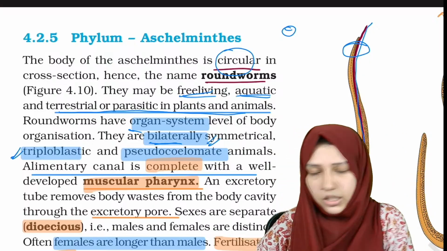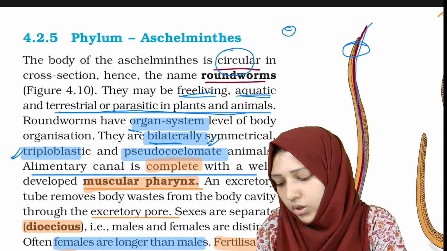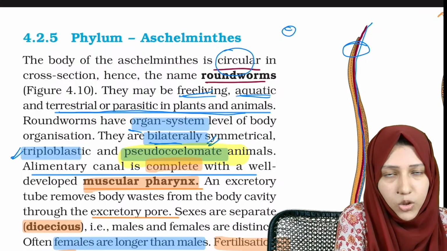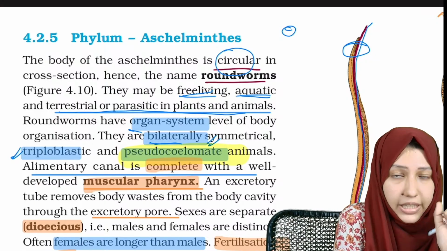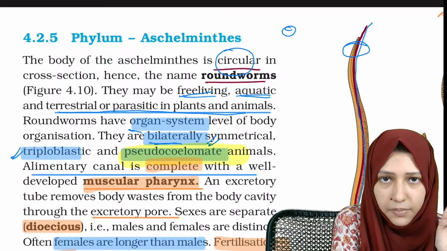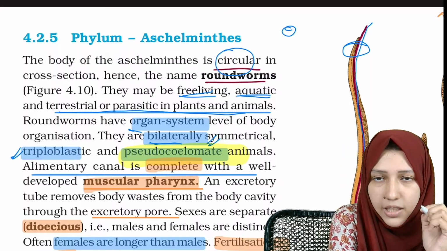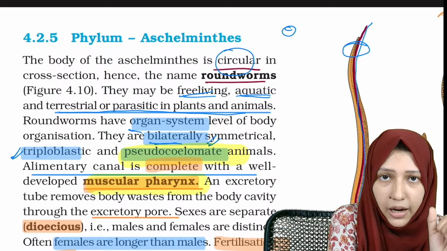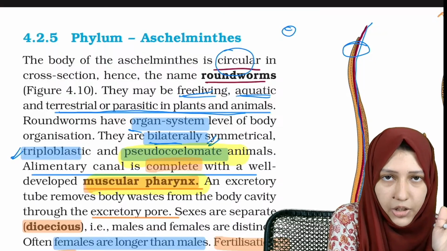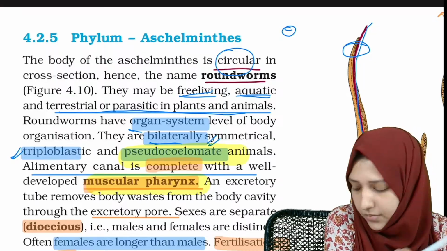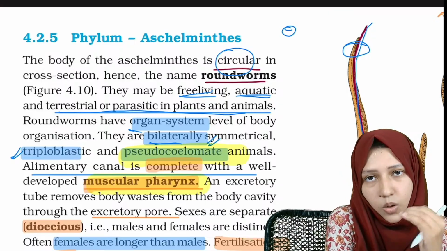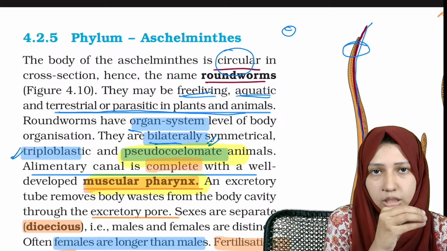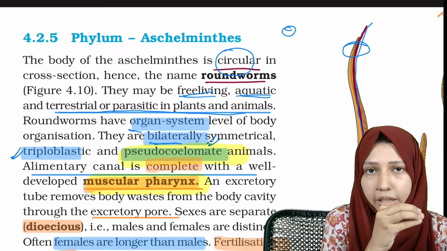Okay, triploblastic as we studied, and the most important thing is that it is pseudocoelomate. Pseudocoelomate means which does not have a true coelom. Clear? Okay, and it is having a special character which is known as muscular pharynx. Muscular pharynx is a part of its alimentary canal. Alimentary canal is the gut canal. Alimentary canal is complete, which means it's having separate entry and exit points. Separate entry and exit openings are present.